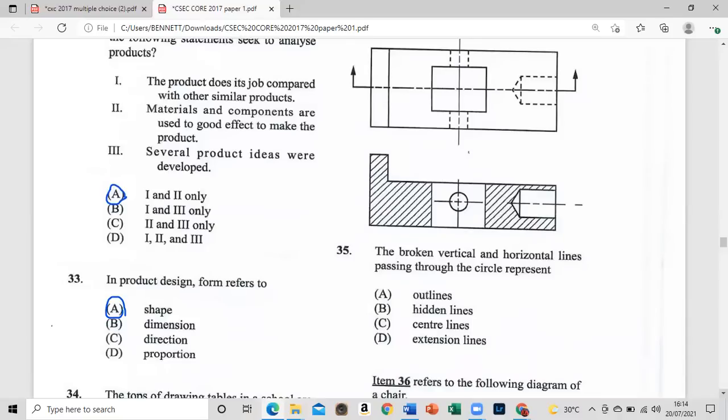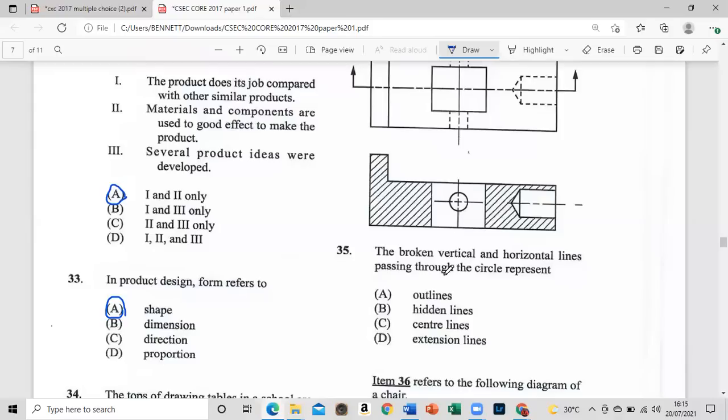All right. The broken vertical and horizontal lines passing through the circle represent: is it A, outline, B, hidden lines, C, center line, or D, extension line? And clearly, we can see that all of these are center lines.